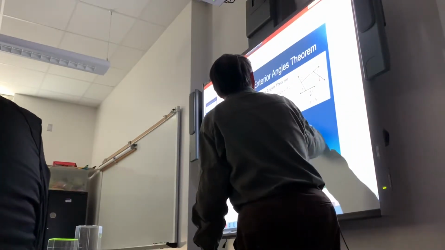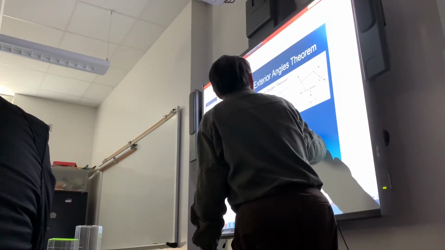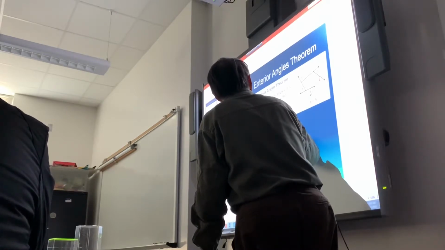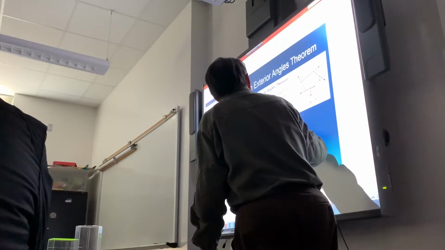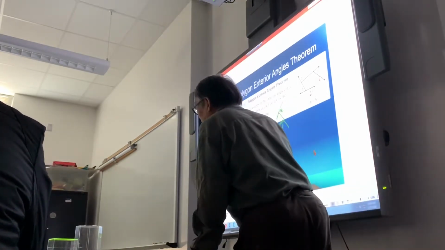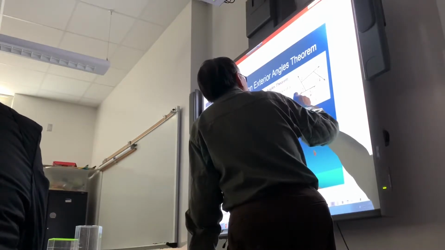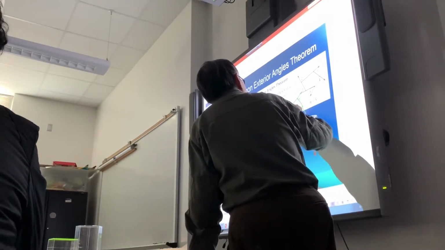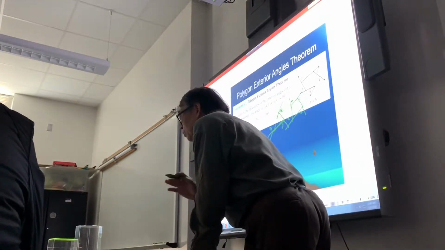Triangle: angle 1, angle 2, angle 3, the sum is also 360 for the exterior angles. Quadrilateral: angle 1, angle 2, angle 3, angle 4, the sum is also 360, so no matter how many sides.